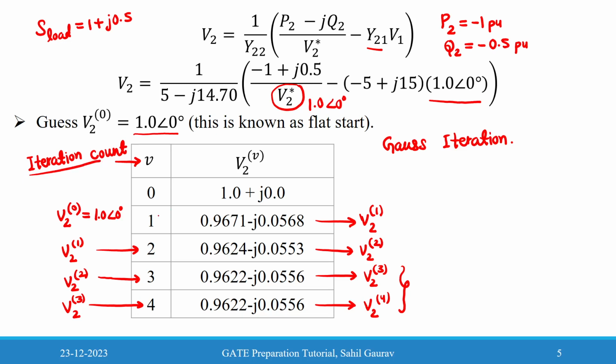Means we are putting V2 0 as 1 at the angle of 0 degree, and V2 1 we are putting as 0.967 here, this V2 star. This is the iteration count. We are not putting this value anywhere in the expression, 0, 1, 2, 3, 4. This is the iteration count only, right?